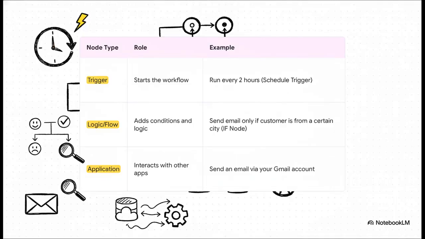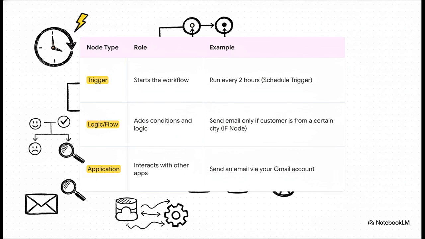Okay, first up, you've got your trigger nodes. Just like the name says, they kick off your workflow. Maybe it's on a schedule, like run this every 2 hours. Second, you have logic nodes. These are like the brains of the operation. They let you add conditions, like an if statement. So you can say, hey, only send this email if the customer is from a certain city.